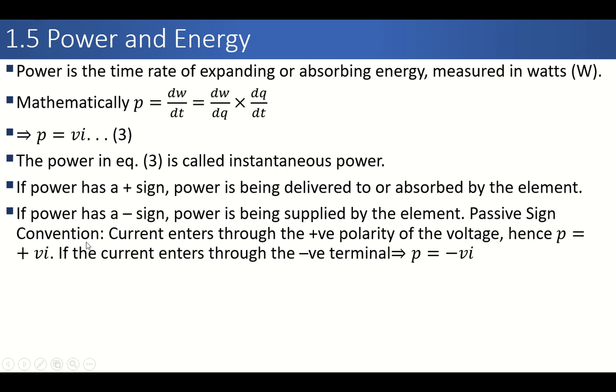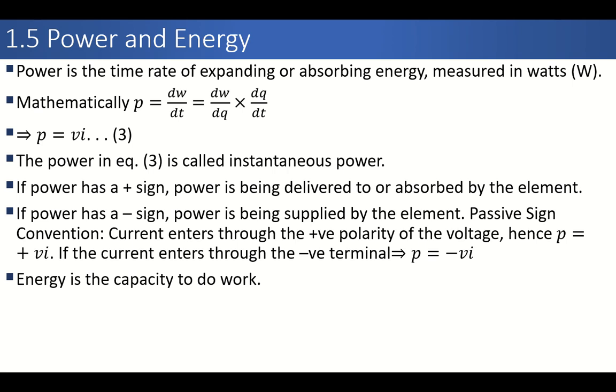Passive sign convention: we generally use the passive sign convention. In that case, current enters through the positive polarity of the voltage, hence P is equal to plus VI. If the current enters through the negative terminal, then P is equal to minus VI. Remember that in circuit analysis we'll be using the passive sign convention, that is, current enters through the positive polarity of the source.